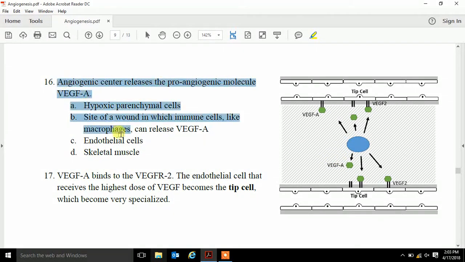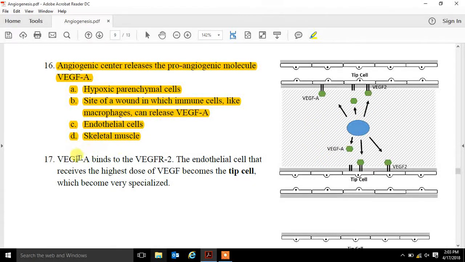And it's going to do that, as we've already mentioned. If you look at a lot of the cell culture literature, a hypoxic environment, the site of a wound in which immune cells like macrophages are going to increase or release VEGF. Some endothelial cells can release it, but more importantly, in response to exercise, skeletal muscle. So we've got some angiogenic site. At this point, any of these factors could release VEGF. And as we would expect, it binds to its receptor.